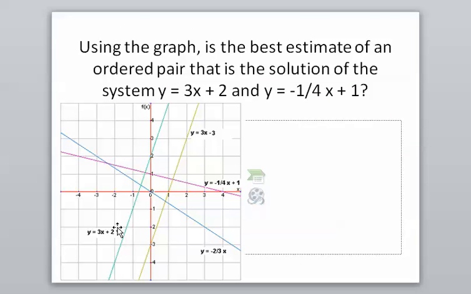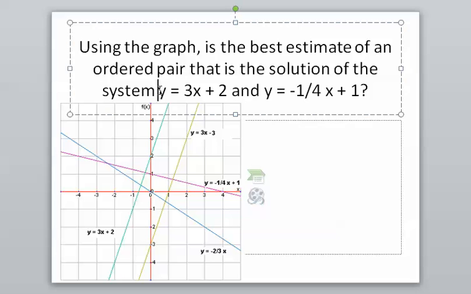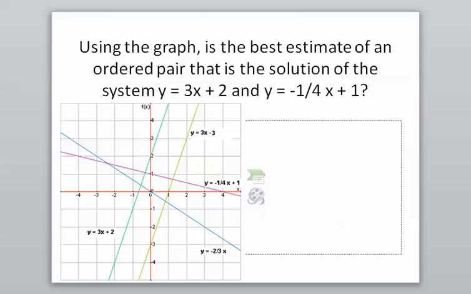So lots of lines on this one, and they're saying, using the graph, what is the best estimate of an ordered pair that is a solution of the system y equals 3x plus 2 and y equals negative 1/4 x plus 1? Well, a little bit difficult to see here, so what I want to do is take my highlighter here and show that this is the line that is 3x plus 2. Right there. How did I get that? Well, it's labeled right here. The other one, negative 1/4 x plus 1, that's this pink line right here.